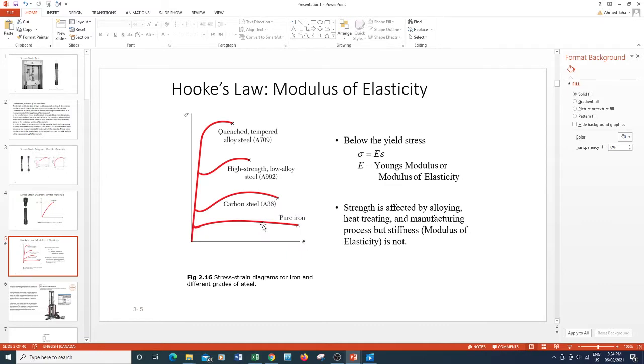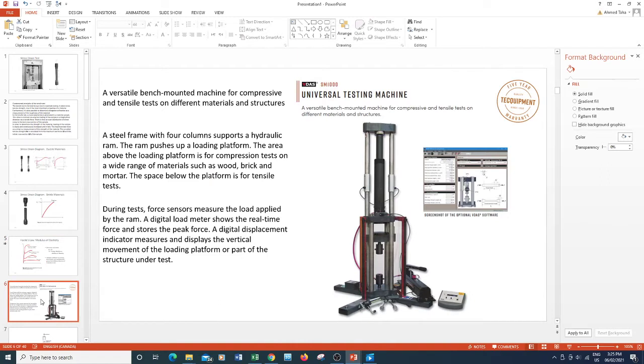And these are the stress versus strain curves for some kinds of steel, like pure iron, carbon steel A36, high tensile low alloy steel A992, and quenched tempered alloy steel A709. As it says here, strength is affected by alloying, heat treating and manufacturing process, but stiffness, the modulus of elasticity, is not, as you see here. The modulus of elasticity of all of these kinds of steel is the same, but the ultimate strength and the yield strength are different. Now let us go to our machine in the lab.